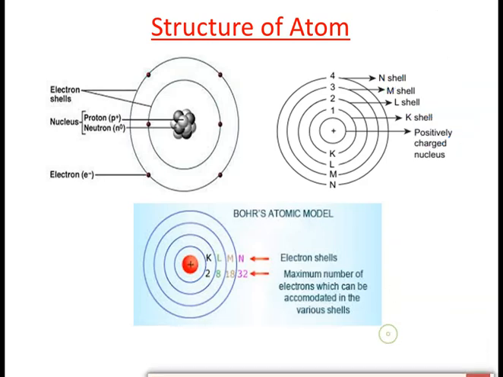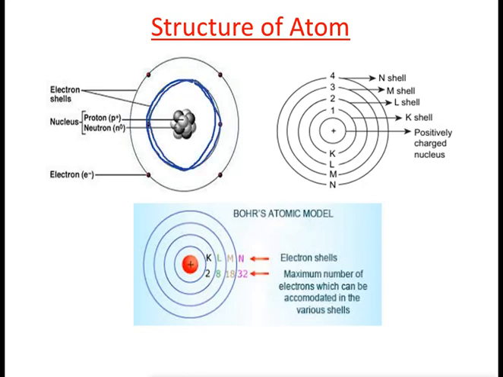Okay, if you look at the structure of the atom, in the center you will see a positively charged center, that is called the nucleus. Inside the nucleus, protons as well as neutrons are present. Since protons have positive charge and neutrons don't have any charge, the nucleus is a positively charged species, right? So what is a nucleus? The nucleus is present in the center of the atom, which contains protons and neutrons, and it is positively charged.